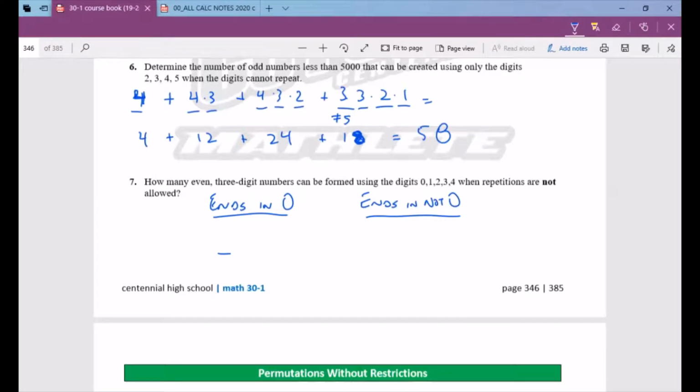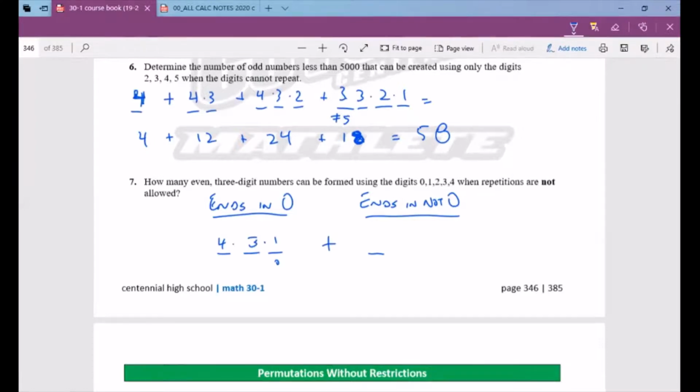So if it ends in a 0, we only have one choice for that. If it ends in a 0, then how many choices do we have for our first two numbers? Well, this can be a 1, 2, 3, or 4. And then once we've selected that, because repetitions are not allowed, there are 3 digits left. So it's 4 times 3 times 1. We are going to add that to the case where it ends in a number that's not 0.